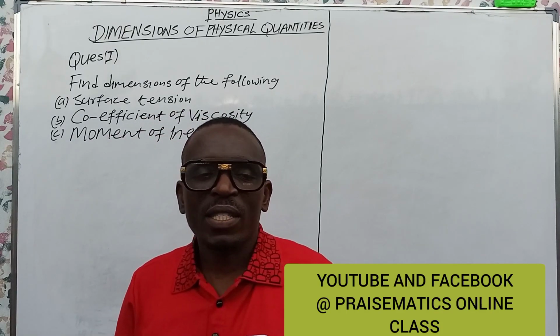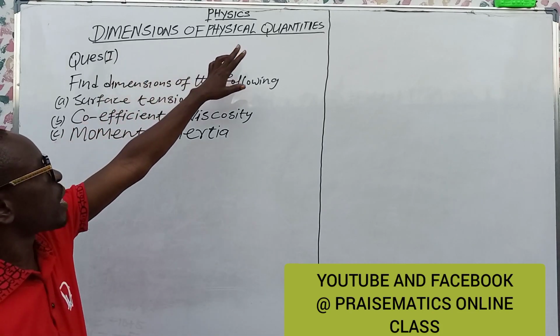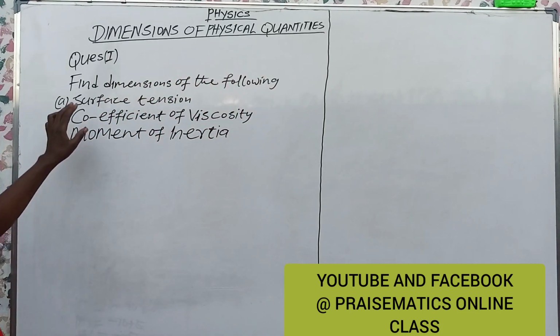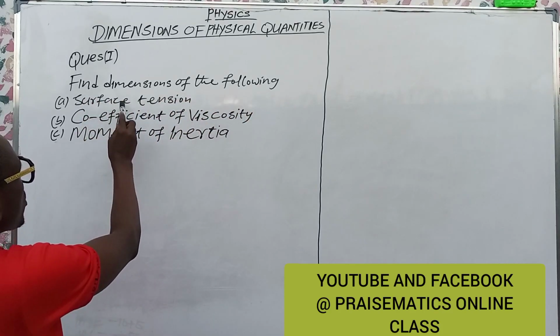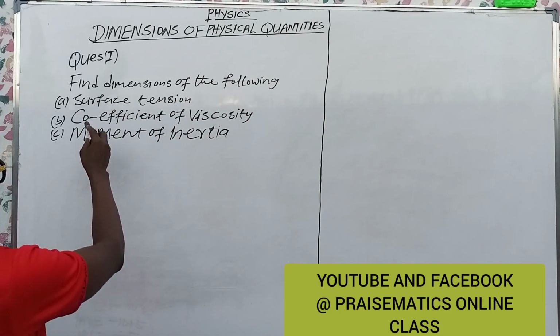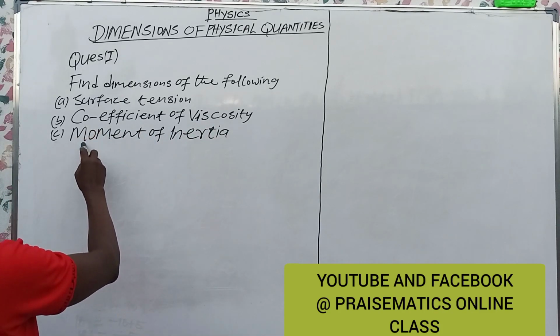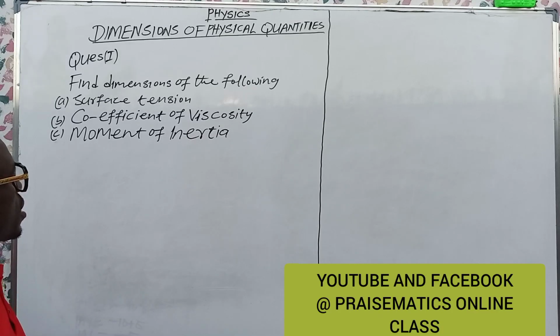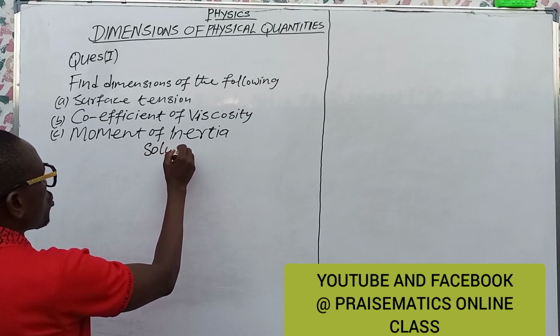In our class today, we are going to look at the question on the board. We are still on the dimension of physical quantities. Today, look at this question. Find the dimension of the following. A. Surface tension. B. Coefficient of viscosity. C. Moment of inertia. How do we solve that? Let's start. Solution A.